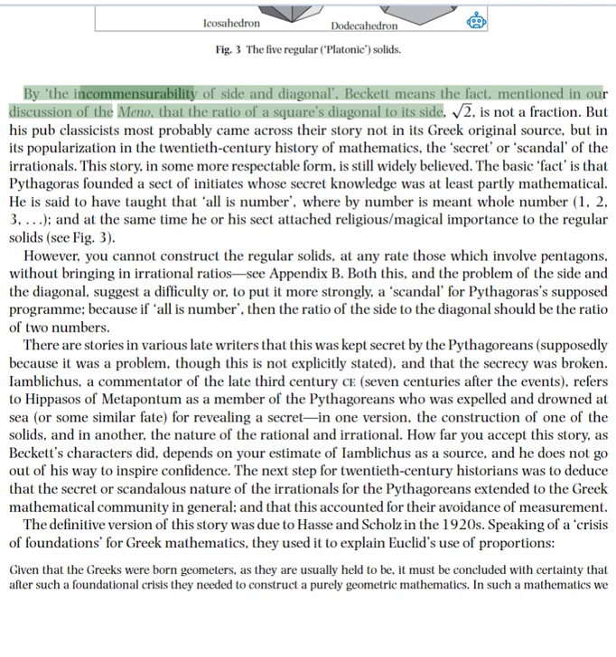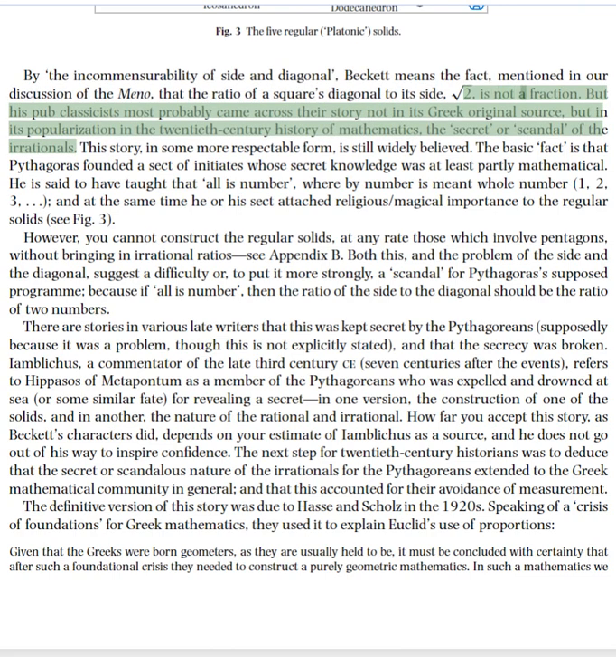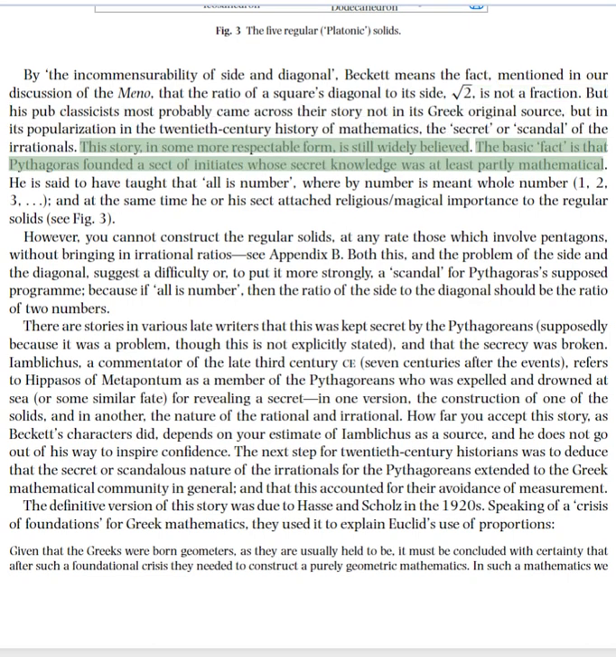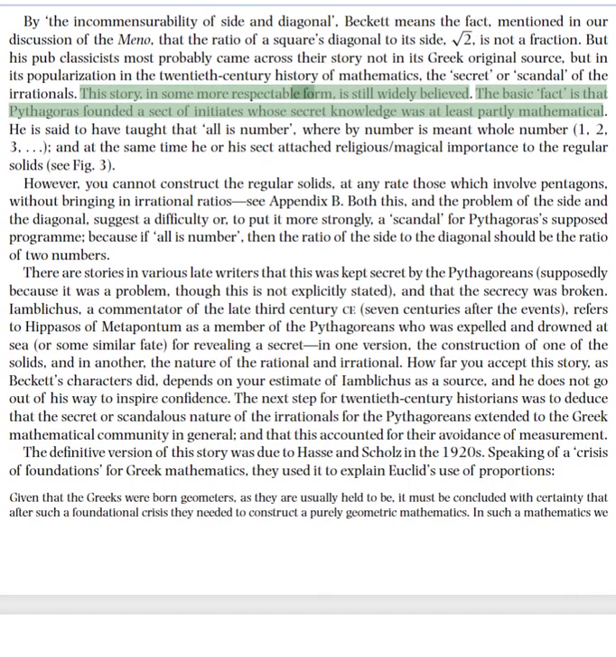By the incommensurability of side and diagonal, Beckett means the fact, mentioned in our discussion of the Meno, that the ratio of a square's diagonal to its side, root 2, is not a fraction. But his pub classicists most probably came across their story not in its Greek original source, but in its popularization in the 20th century history of mathematics, that of a secret or a scandal of the irrationals. This story, in some more respectable form, is still widely believed.